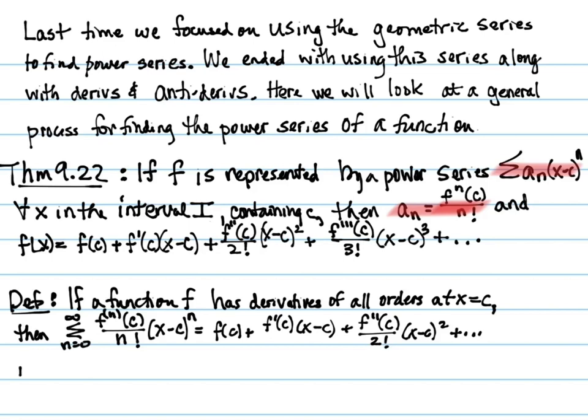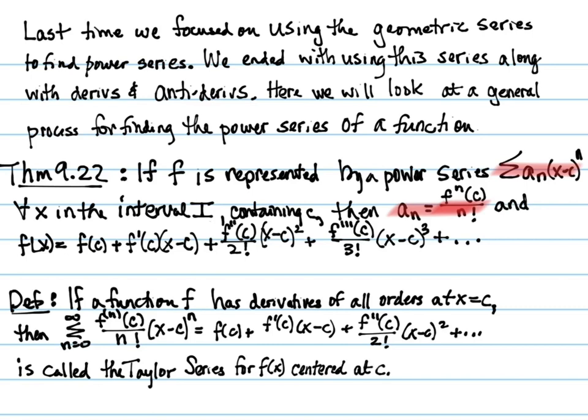In particular, this has a name. This is called the Taylor series for f of x centered at c. If c equals 0, what do you think it might be called? Yeah. If c equals 0, it's the Maclaurin series for f.